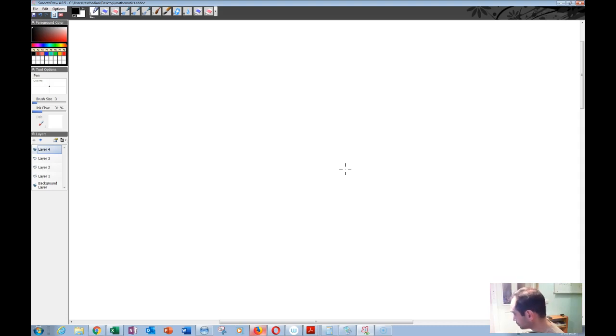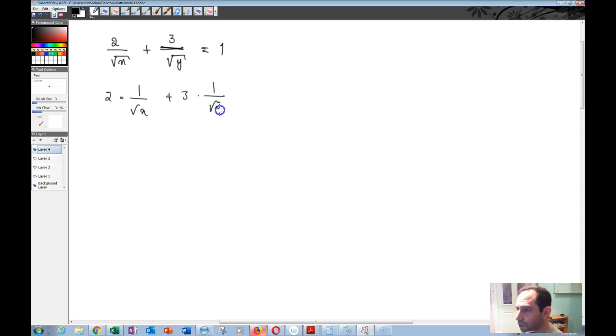Meaning that, for example, in the previous examples, we had 2 over the square root of x plus 3 over the square root of y was equal to 1. And then we rewrote this as 2 times 1 over square root of x plus 3 times 1 over square root of y is equal to 1. And then we took 1 over square root of x as p, and we took 1 over square root of y as q.